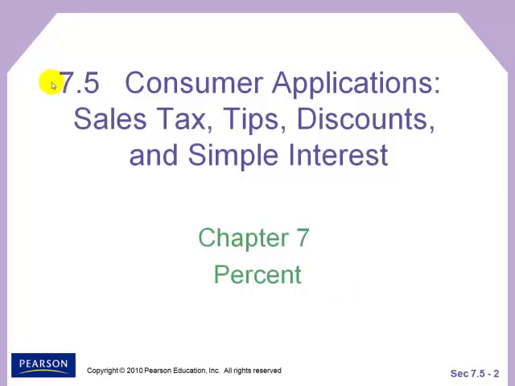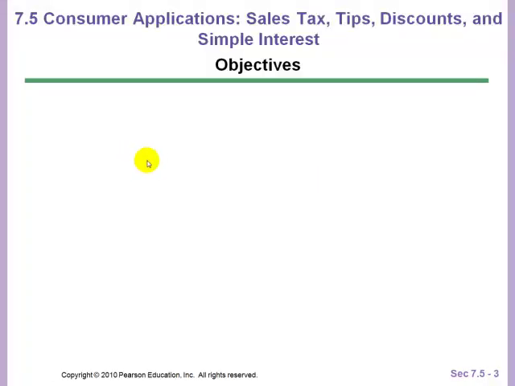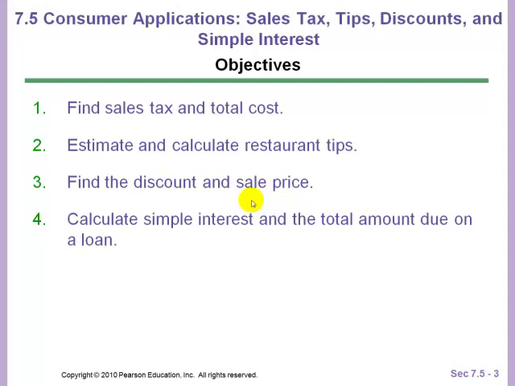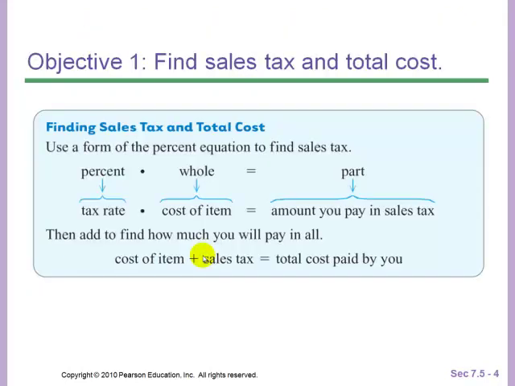Today we are doing Section 7.5, Consumer Applications, Sales Tax, Tips, Discounts, and Simple Interest. Our objectives: 1. To find sales tax and total cost. 2. To estimate and calculate restaurant tips. 3. To find the discount and sale price. 4. To calculate simple interest and the total amount due on a loan.